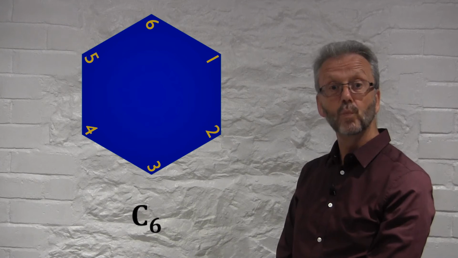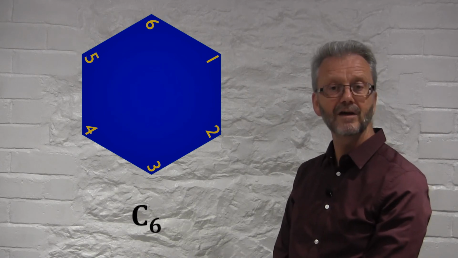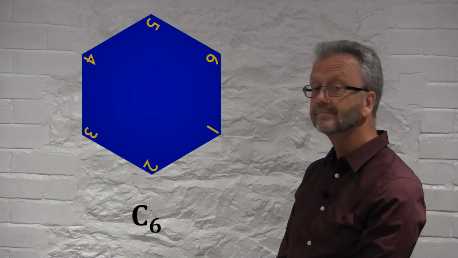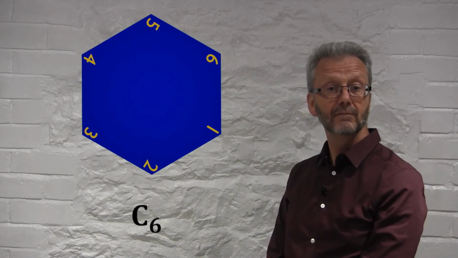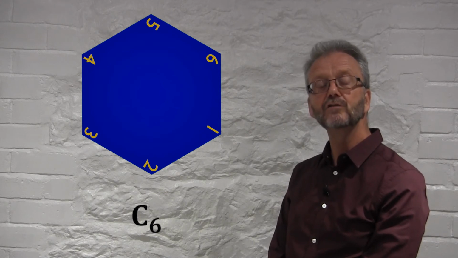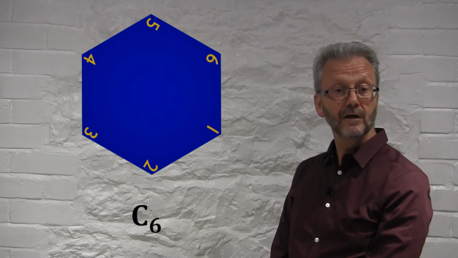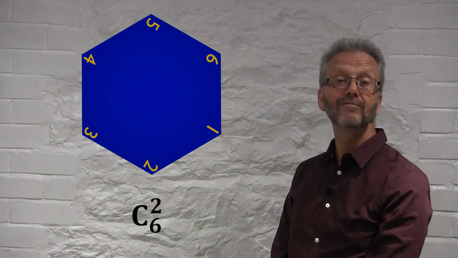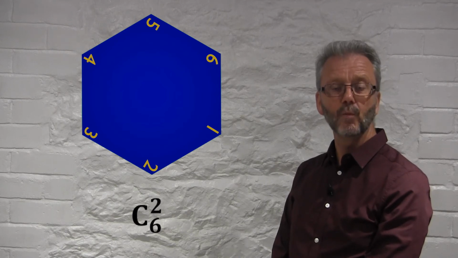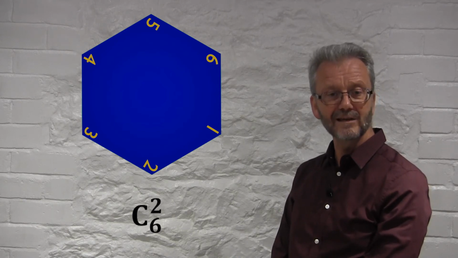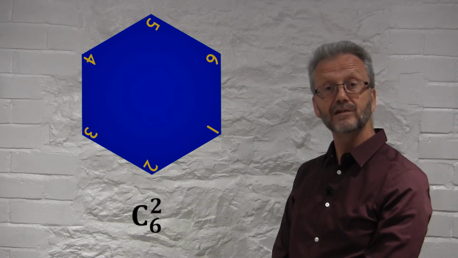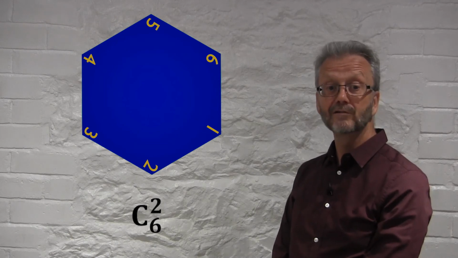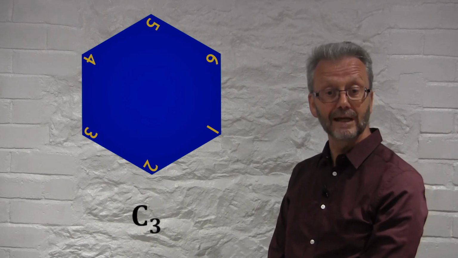Of course, we could rotate the hexagon by another 60 degrees. In so doing, we've done the C6 operation twice. We denote this by putting a 2 as a superscript. However, rotating the shape by 1/6 of a full rotation twice is exactly the same as rotating it by 1/3 of a full rotation. So we would notate this as C3.